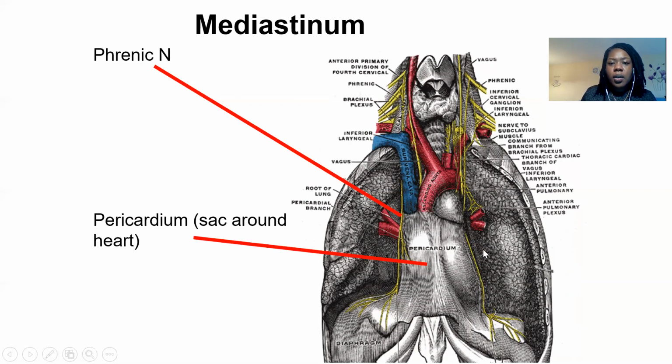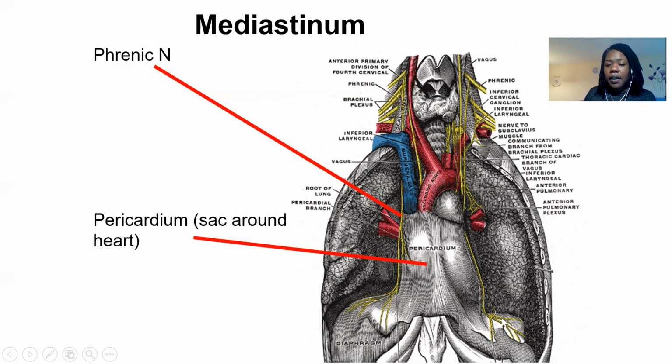Important structures that we can already see in the mediastinum are the pericardium. So the pericardium, also called the fibrous pericardium, is the sac in which the heart sits. It's a connective tissue structure that is wrapped around the heart. It is protecting the heart. There's a tiny bit of fluid within the pericardium that is helping to reduce any friction with the movements of the cardiac cycle.